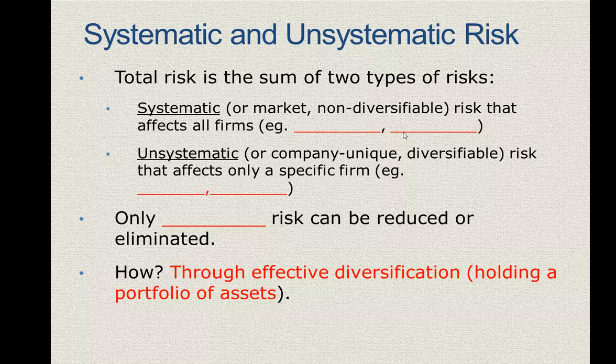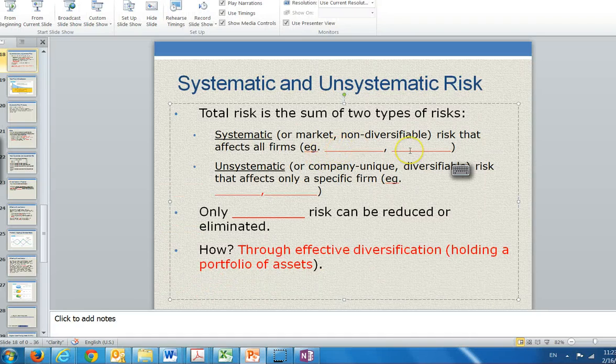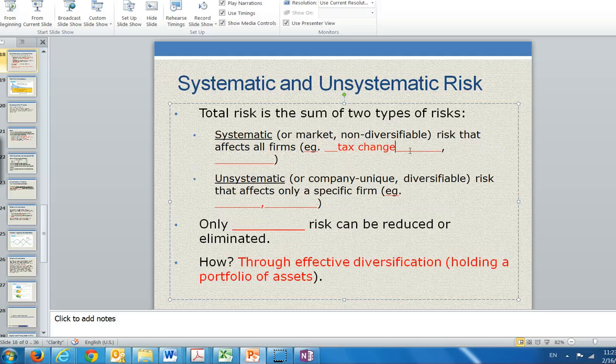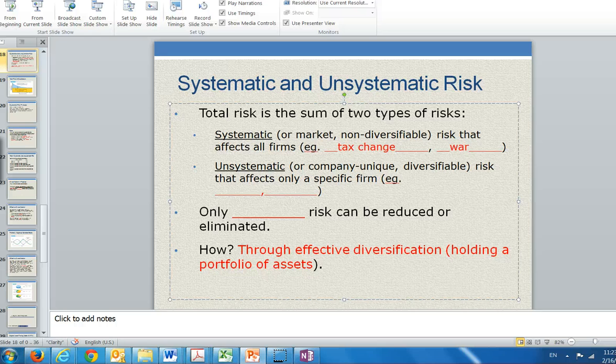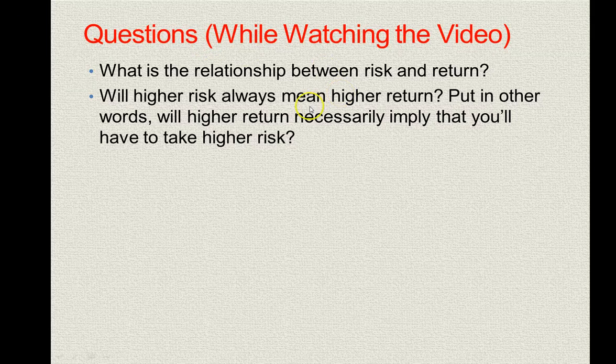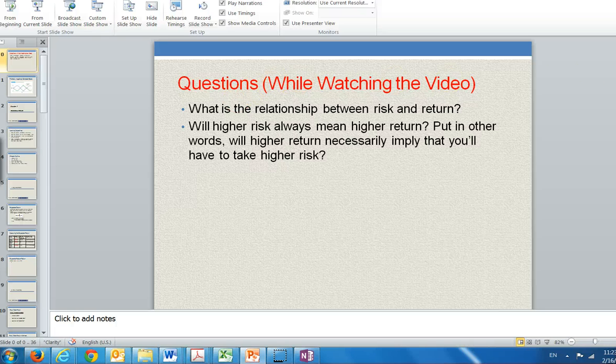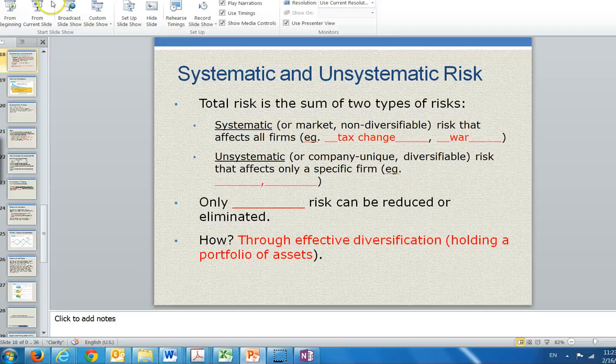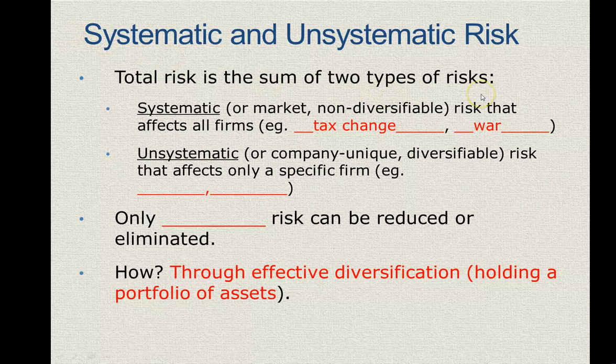So what kind of events can affect everybody on the market? It could be a tax change, a war, things like that. And nowadays, because the oil price affects a large part of the economy, some people also consider the oil price a type of systematic risk. As long as a certain risk affects a large number of firms on the market, we can think of it as systematic risk.